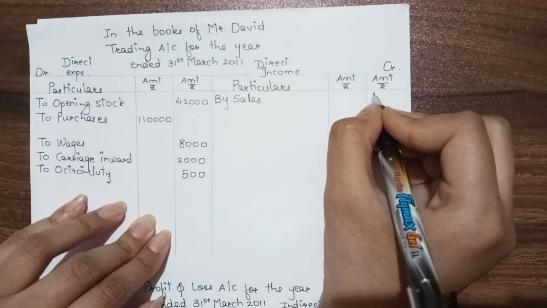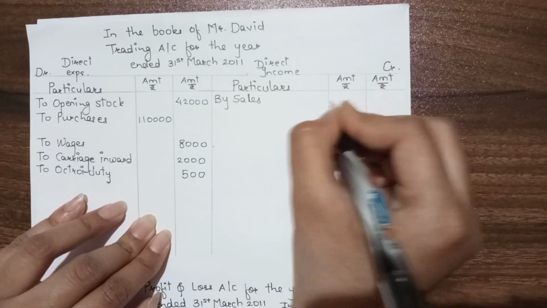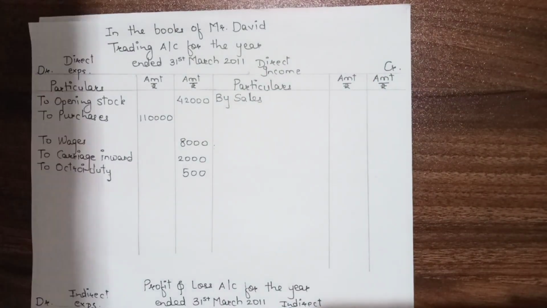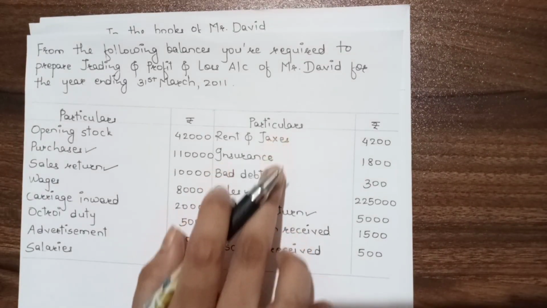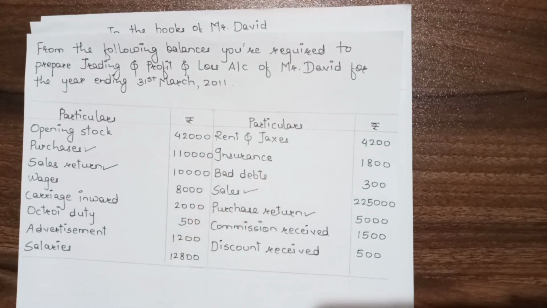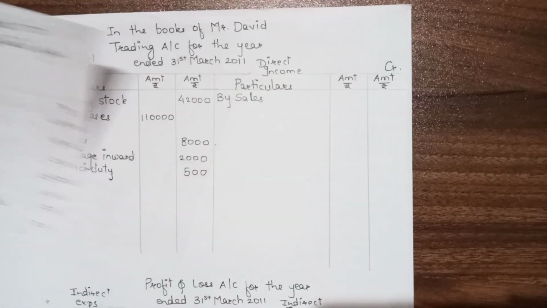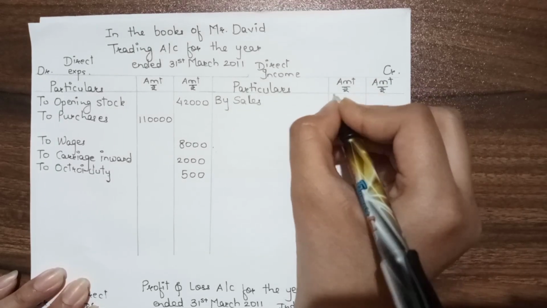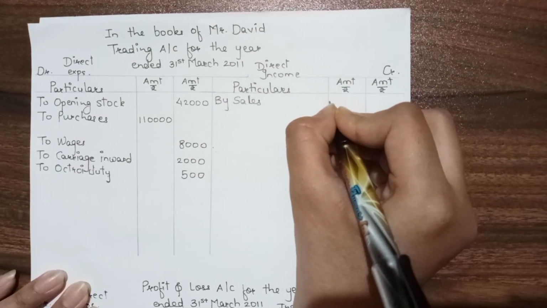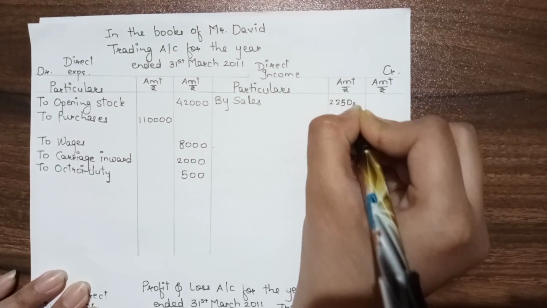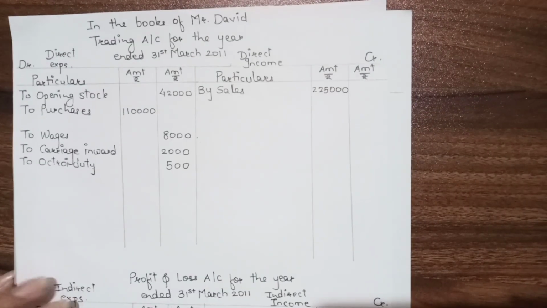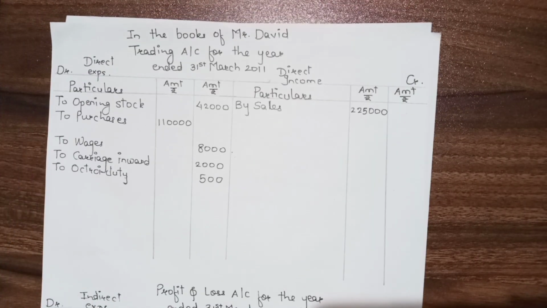How much is the amount? 2,25,000. Now we have an adjustment on the sales, which we have tick marked. So the amount we are going to write in the inner column, 2,25,000. After solving the adjustment, the final amount will appear in the outer column.